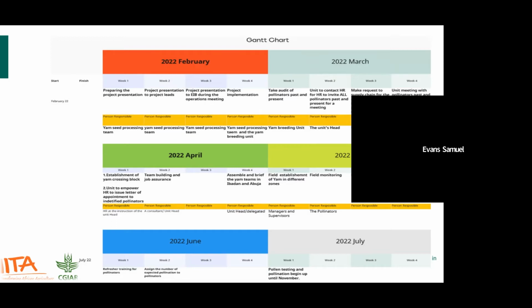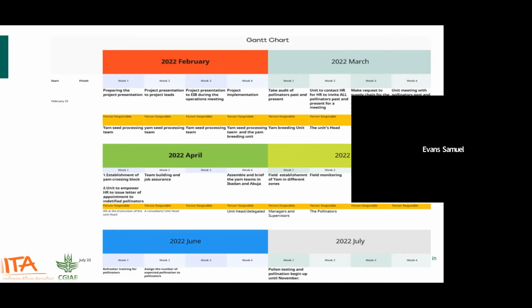And then in March, we want to take an audit of the past and present pollinators to know what is the actual turnover that we have currently. In the second week of March, we want to see HR having all these pollinators, if possible, in a meeting and ask whether they are still interested in picking up the job again, if there is opportunity for that. In week 3, we make requests to supply chain for the air freight importation of all the materials that will be needed in the pollination activities for the year. And in week 4 of March, our unit meeting with pollinators past and present.